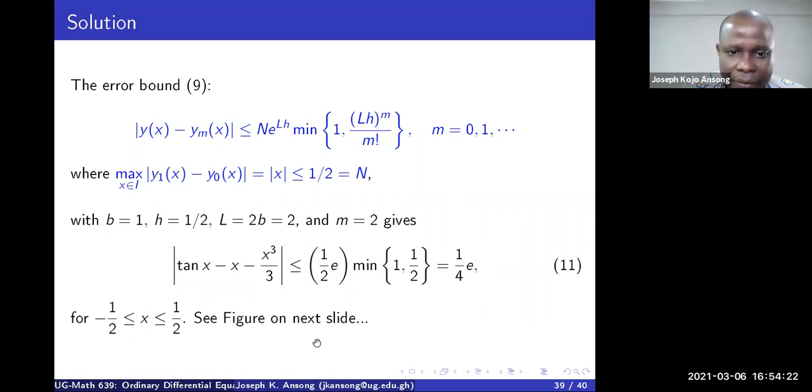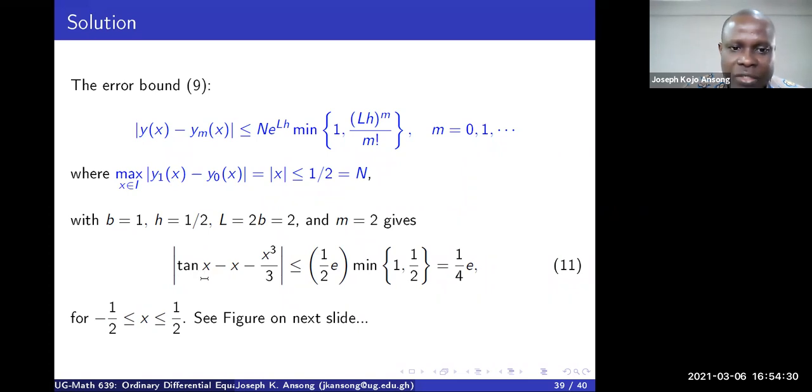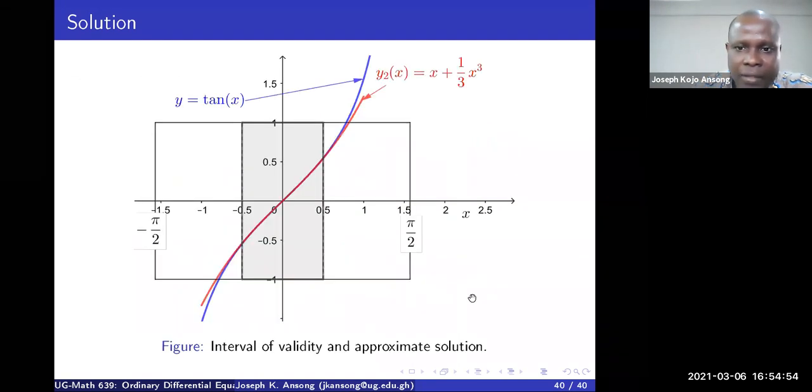Okay, so it actually helps you. Note that we got here without using the actual solution. So I could actually have put y of x here. I don't need to know that the actual solution is tan x in order to get this. Even if I don't know the actual solution, I can still get this from the analysis that we just did. And that will give me an idea of the error I make by using x plus x cubed over 3 as my solution.